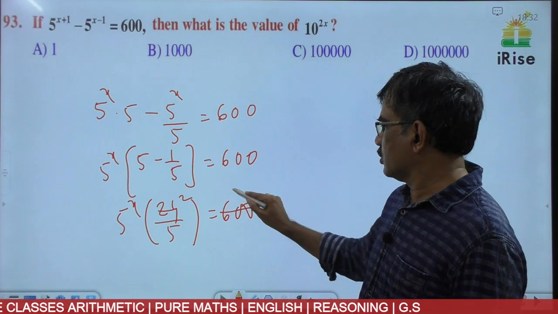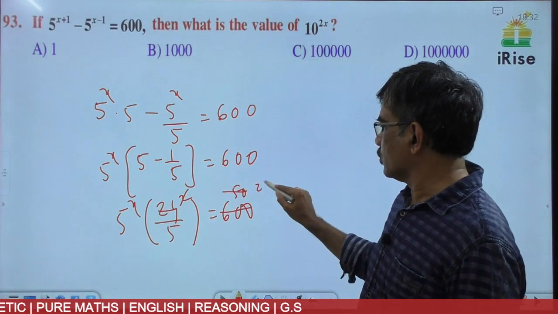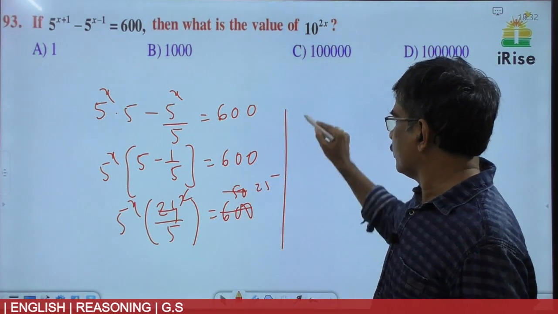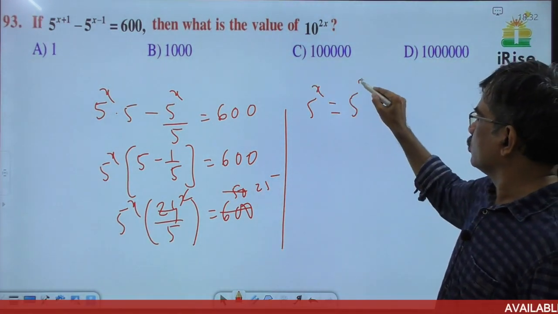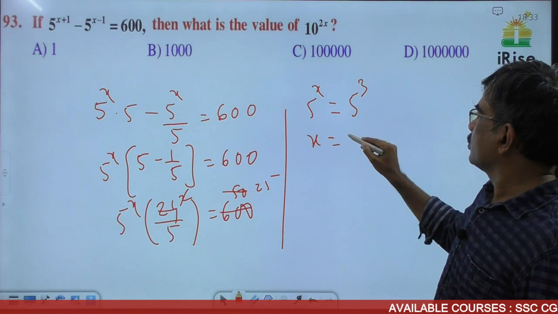12 2s, 12 50s, 2 1s, 2 25s. So therefore 5 power x is equal to 25 into 5, that is 5 cube. This implies x is equal to 3.